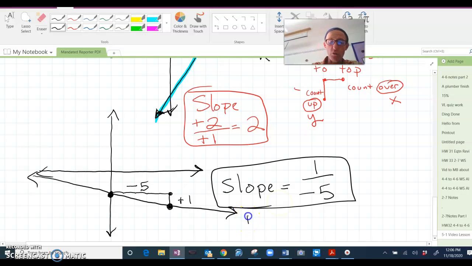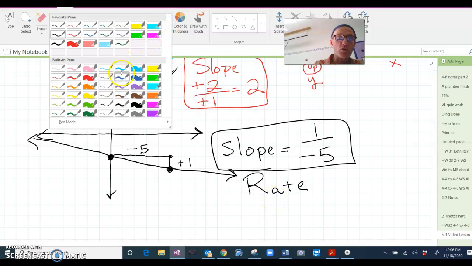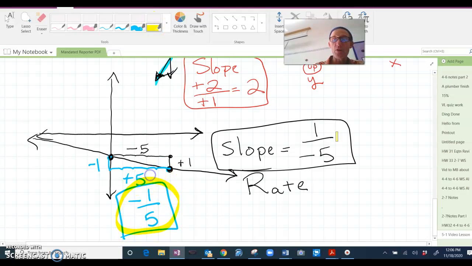So this is also called a rate. Now, it can also be calculated by going from the top one to the bottom one. How do I get there? I go -1, and then 1, 2, 3, 4, 5, which is +5. So the slope counted this way is -1 over 5. And you can see that they're the same numbers.